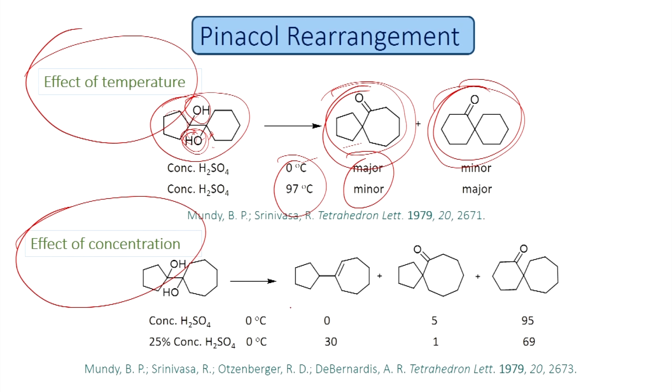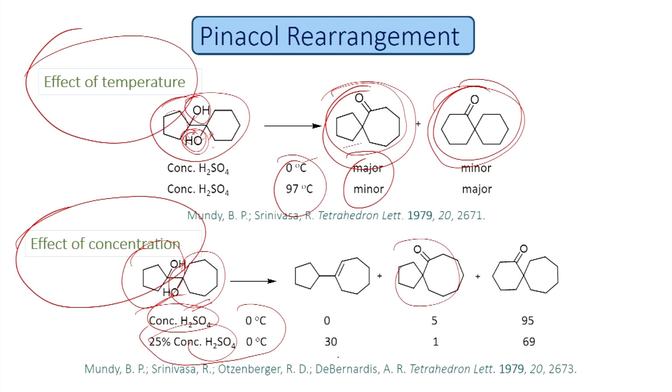And here similarly, you have different concentrations also. When you have the concentrated acid, you can see the ring expansion takes place. On the other hand, when you have higher concentration, the ring expansion of this 5-membered system takes place. When you have the low concentration, the ring expansion of the 7-membered cyclic system takes place, and you will be able to get the corresponding cyclic compound.